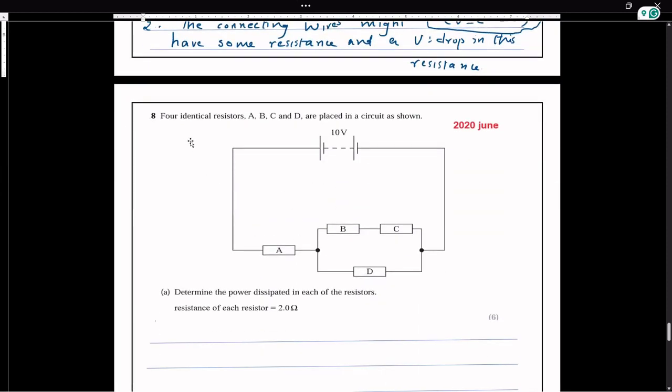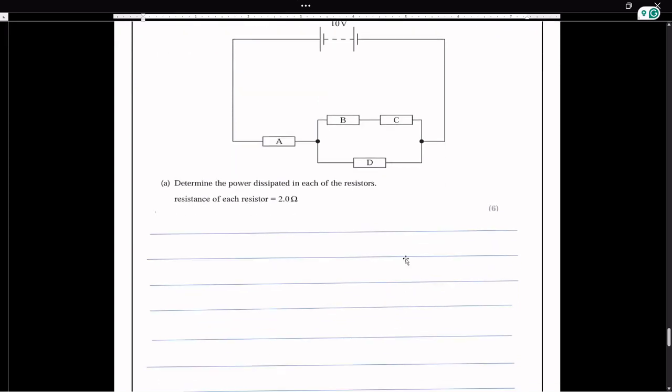Then the last question is, four identical resistors A, B, C, D are placed in a circuit. So you can see them as here. Then determine the power dissipated in each of the resistors. It's a 6-mark question. So resistance of each resistor is 2 ohms.